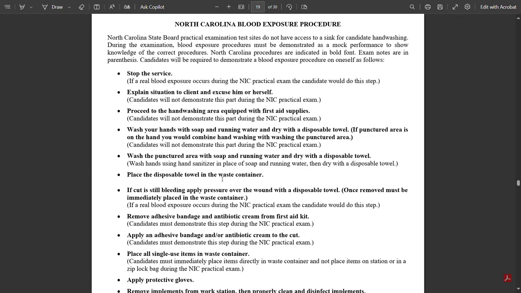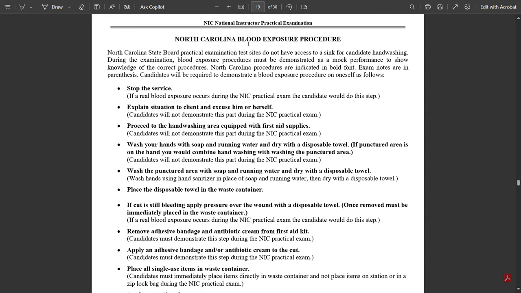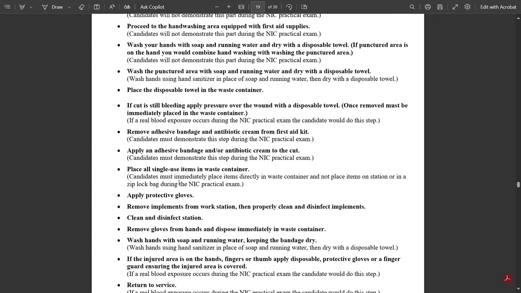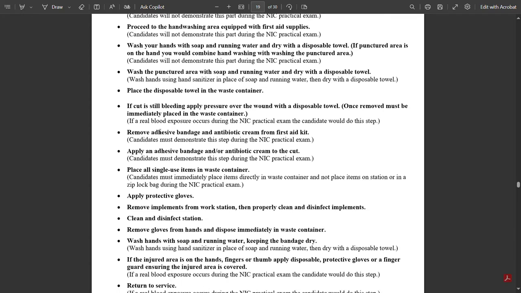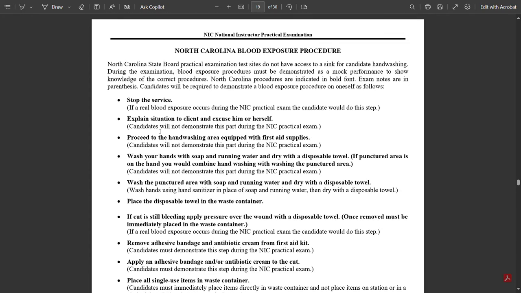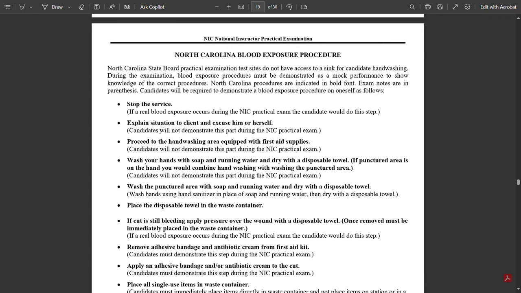One more quick footnote about the blood exposure procedure. If you are like me in North Carolina, North Carolina has its own blood exposure procedure that you have to perform exactly like this, and you have to have it exactly like this in your lesson plans. So what I was saying earlier about how everything has to be originally your work and you can't plagiarize.